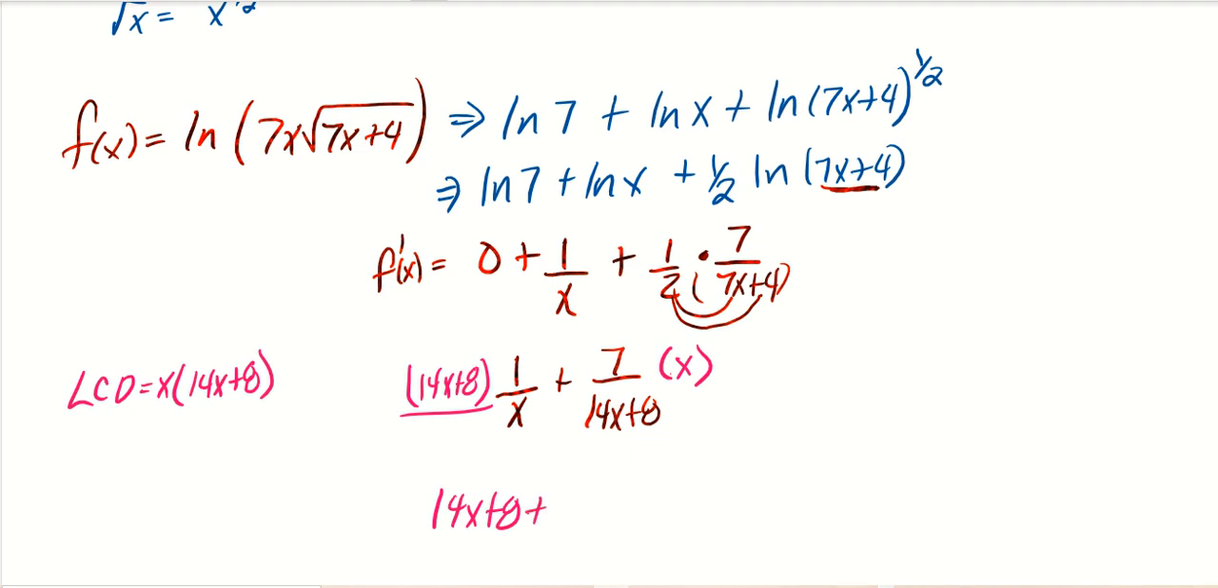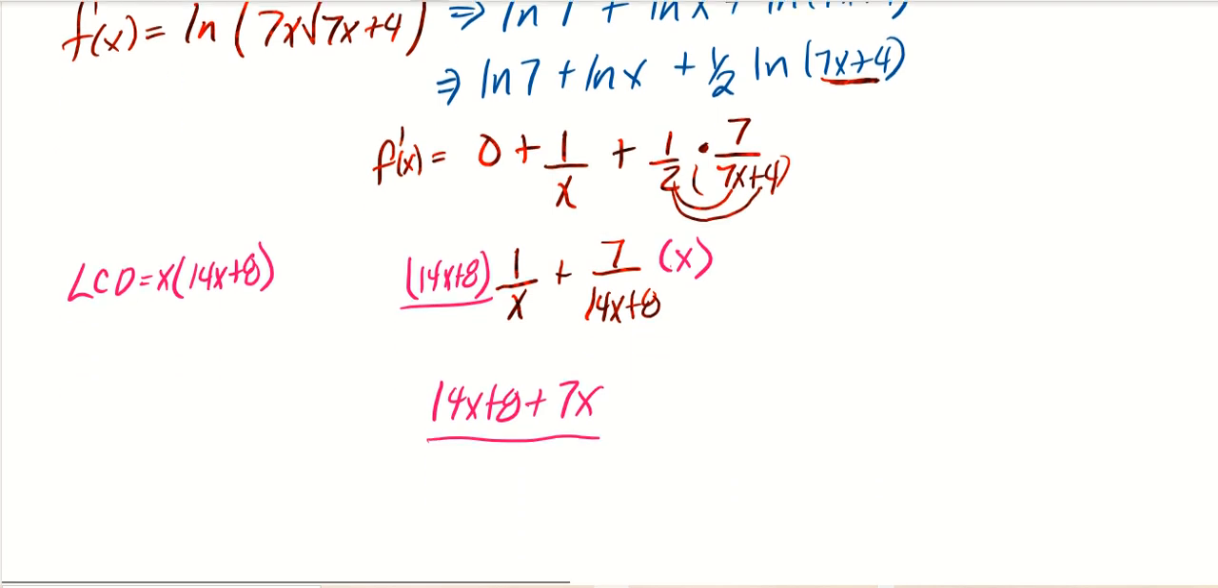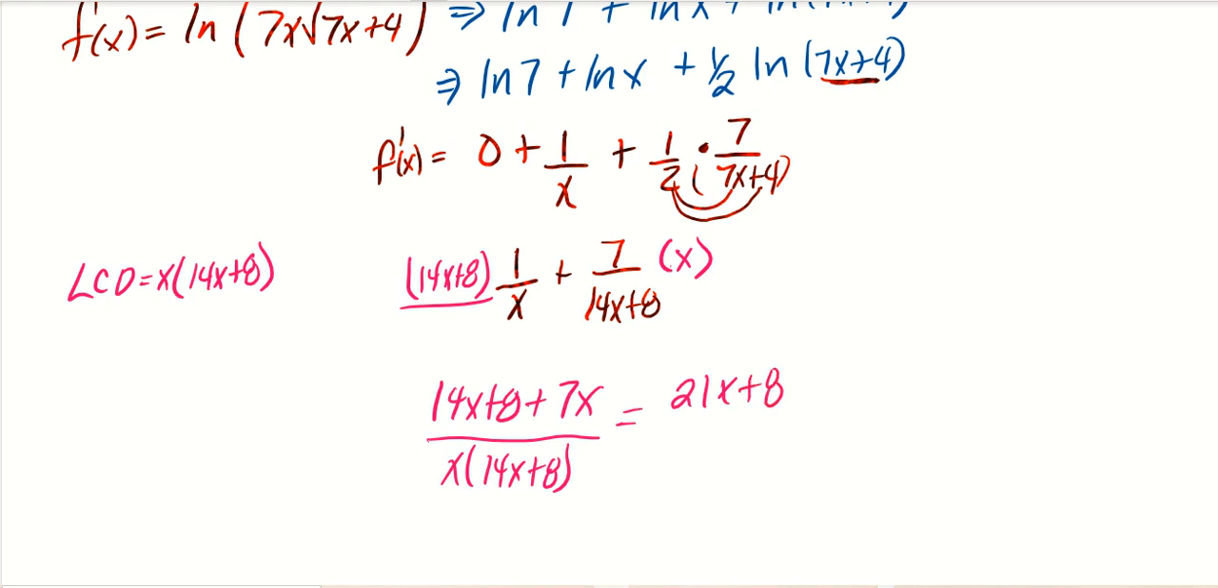Plus 7 times x would just give me 7x all over, what was my LCD? X times 14x plus 8. All right. So we have one more step to do, which would be to combine our like terms, which will give us 21x plus 8 divided by our 14x times 14x plus 8.